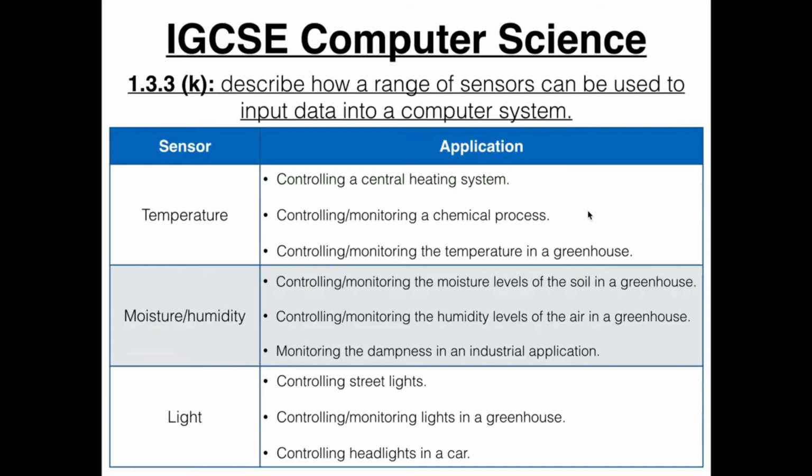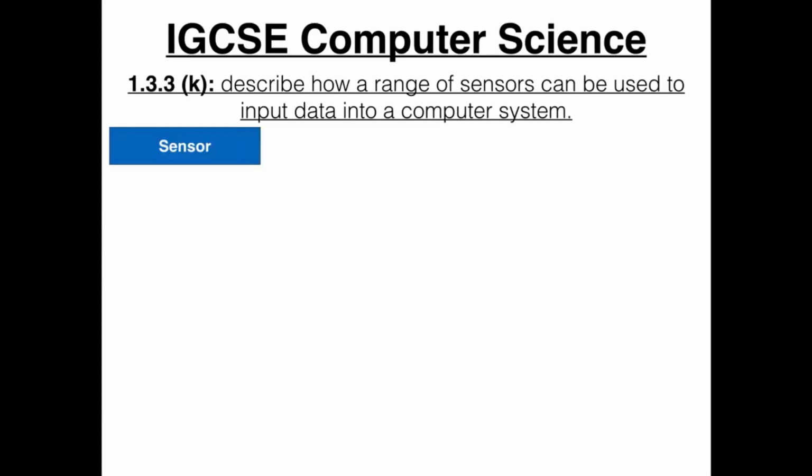So, for example, if the exam says, oh hey, describe how a microprocessor and a humidity sensor can be used to control the humidity levels of the air in the greenhouse, then you're going to have to know these applications so that you can just know what to do for the exam.